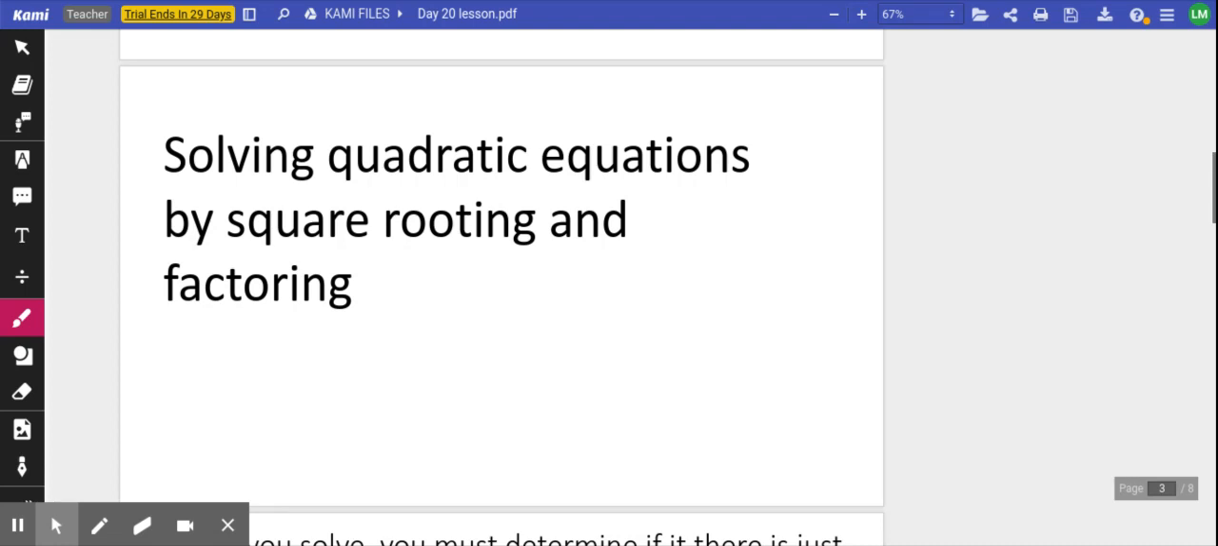Welcome Algebra 2 students. Today we're going to be taking a look at solving quadratic equations by square rooting and factoring. This video is going to show you the first one of square rooting.